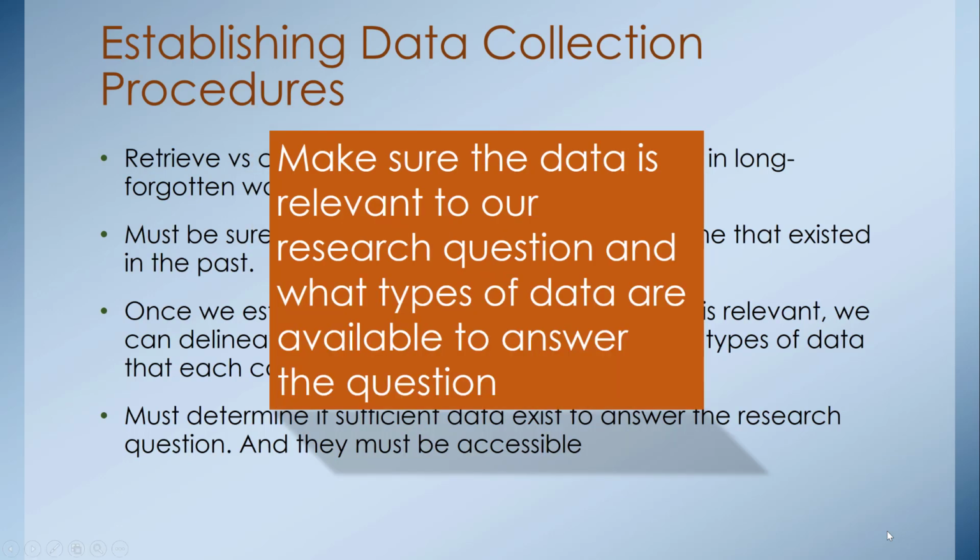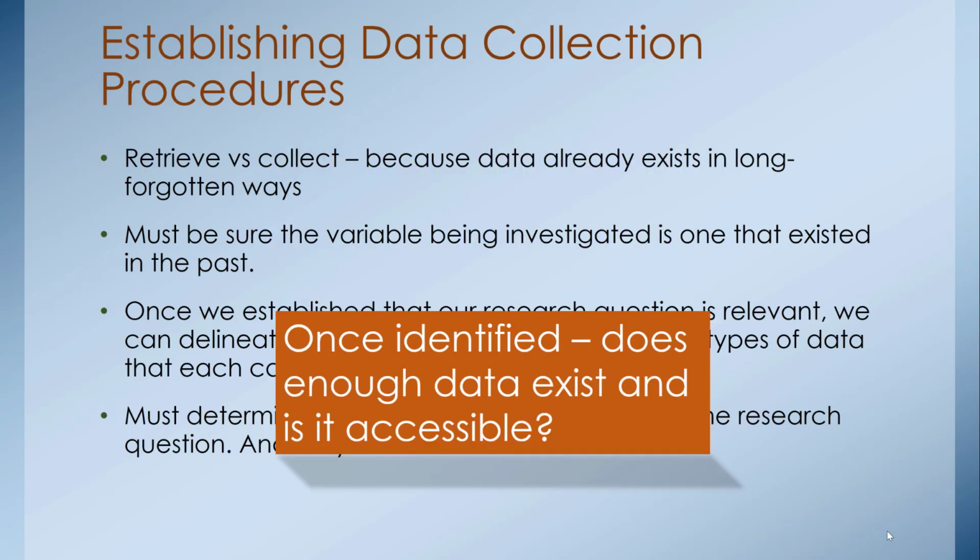And then we have to make sure that the data is relevant to our research question, and that the types of data that are available to answer our research question are going to be able to inform it. Again, it's going to be limited in scope because of the fact that we're looking at things that have already taken place. And once we've identified the data that we have access to, we're going to have to determine, does enough data exist? Is it easily accessible? Are we actually going to be able to carry this out? So this goes back to the feasibility of your research question. Are you going to be able to access data that's going to be able to answer your research question?